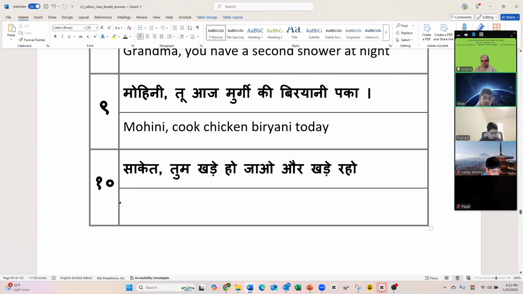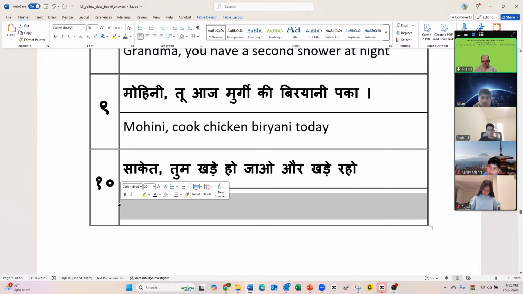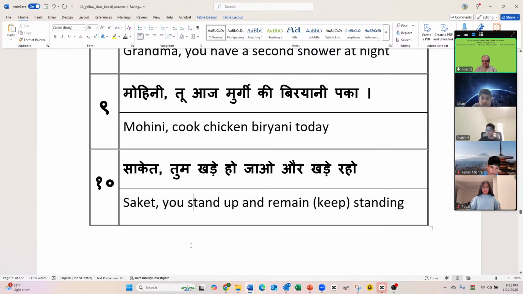Saket, you go stand and stay standing. Saket, you just stand up and stay standing. Saket, you stand up and remain standing. So when we were kids and we went to Indian schools, often our teachers would punish us by telling us that we couldn't sit. They would tell us to stand up and stay standing for a long time. So I wrote that as a sentence.